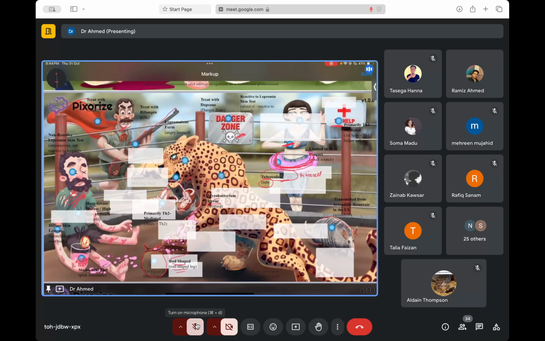You can see the tuberculoid form. It's an intracellular infection, so you can see the first aid help. First aid: so the first helper T cell, that is Th1 driven, right? It's a Th1 driven response. So it's primarily Th1 mediated. Why? Because it's an intracellular infection of Mycobacterium leprae. Simple.